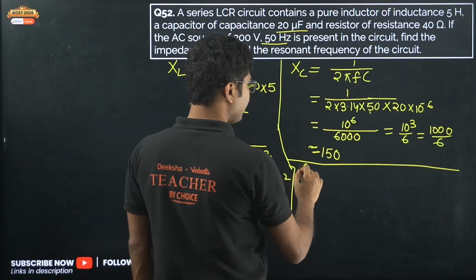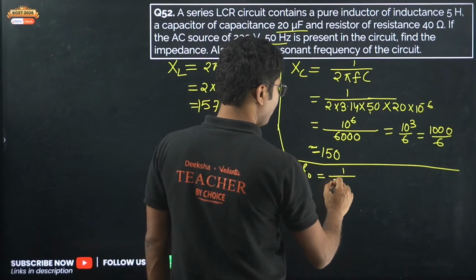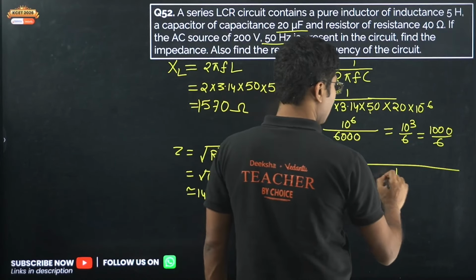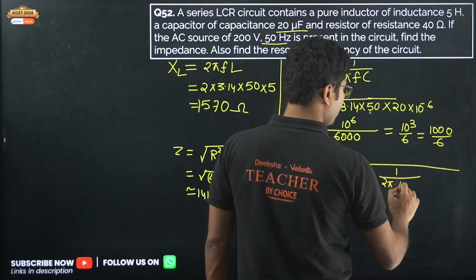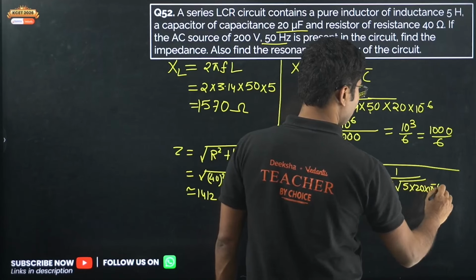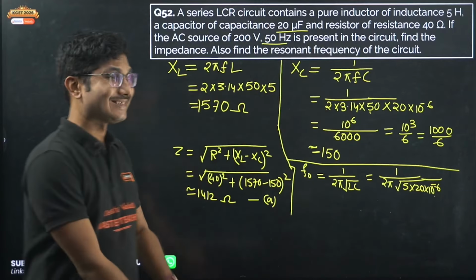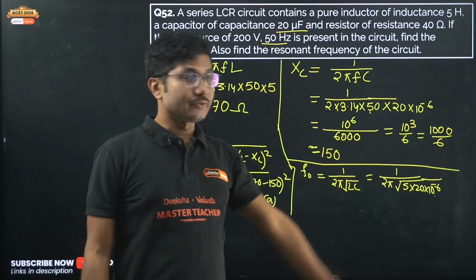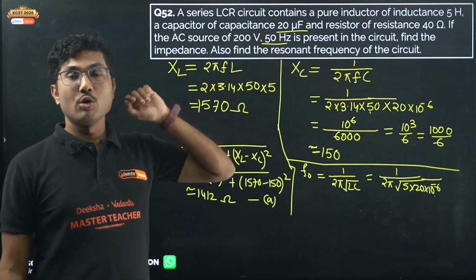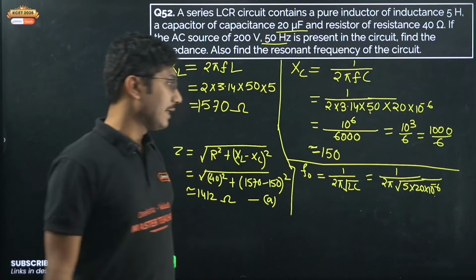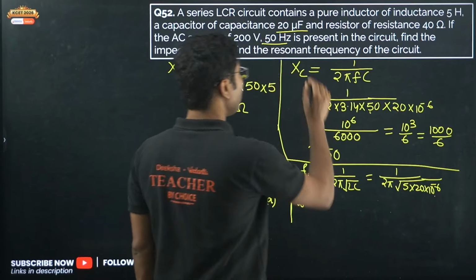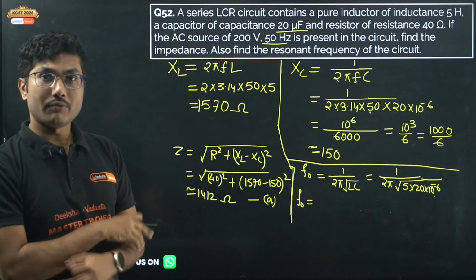How to calculate resonance frequency? Simple, same formula, 1 by 2 pi square root of LC. Okay, so it will be 1 by 2 pi square root of 5 into 20 into 10 to the power of minus 6. Don't forget this 10 to the power of minus 6 while calculating XC, as well as if you are solving resonance frequency. This 10 to the power of minus 6 in microfarad, most students miss, and they get 0 marks if they are not careful. So this is very, very essential to remember about microfarad. Micro means 10 to the power of minus 6.